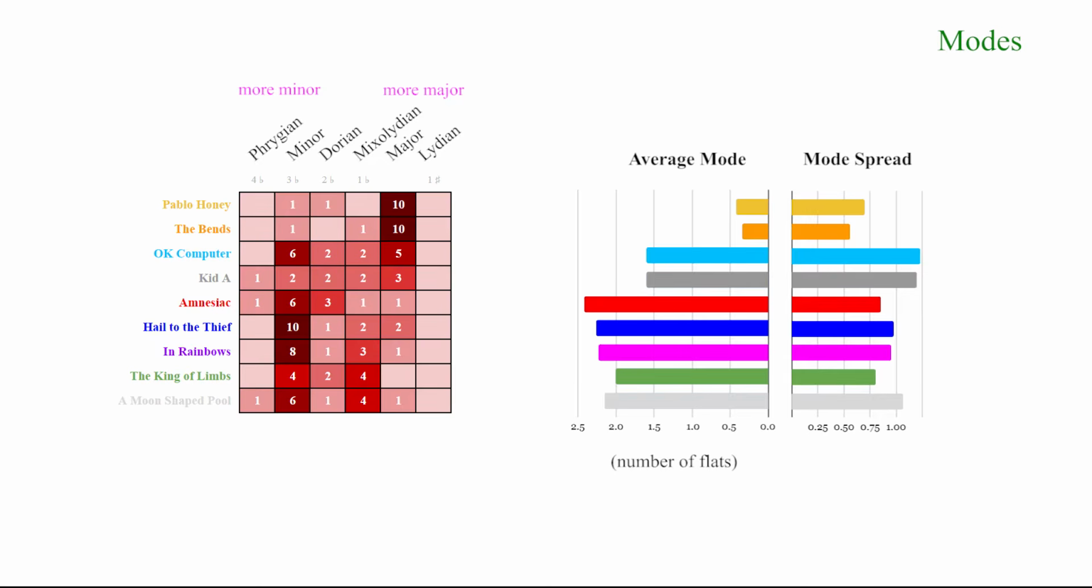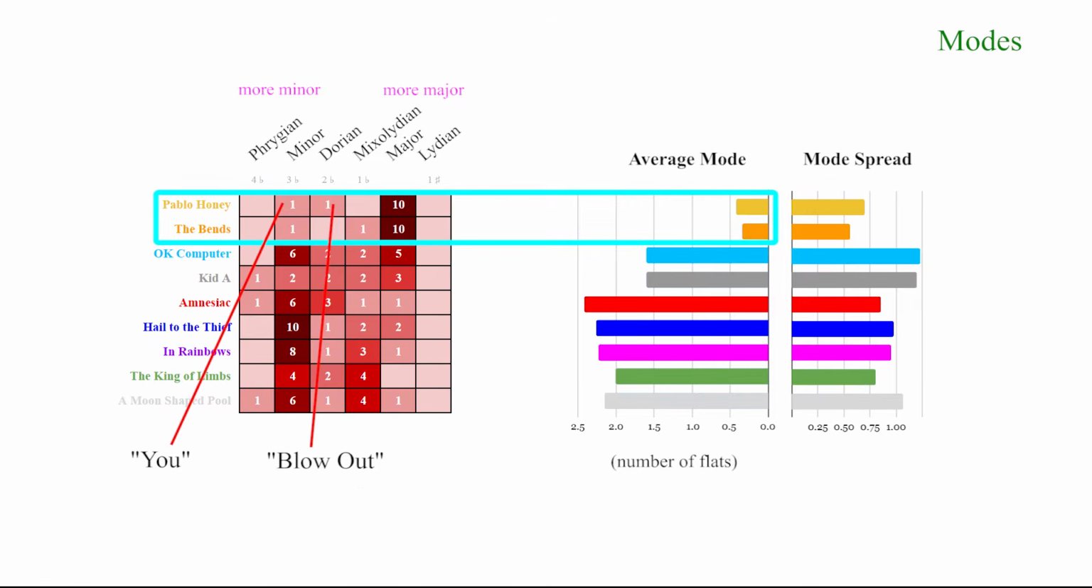There are quite a few very clear trends here. Radiohead strongly prefer the major scale in their first 2 albums, with only 2 songs from each album using other modes. You and Blowout from Pablo Honey, and My Iron Lung and Street Spirit (Fade Out) from The Bends.